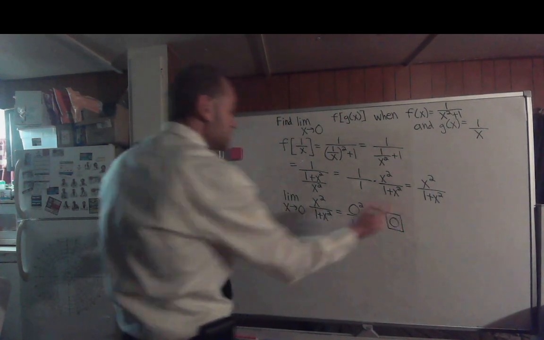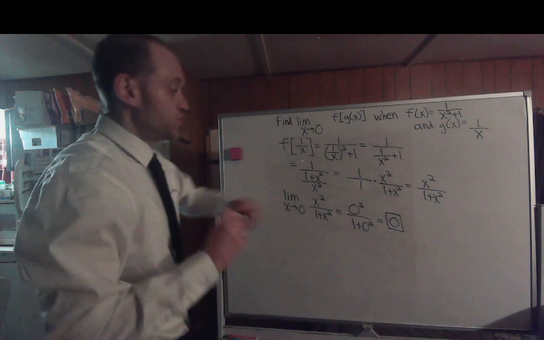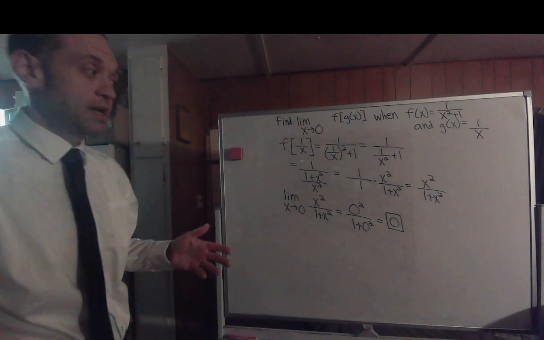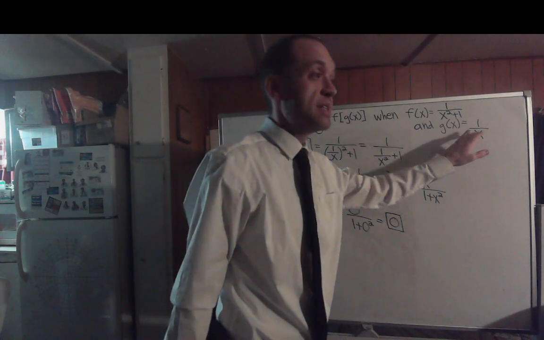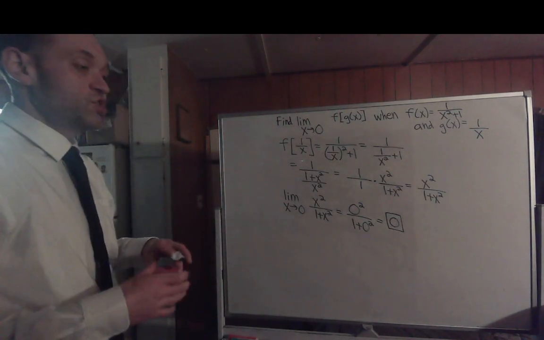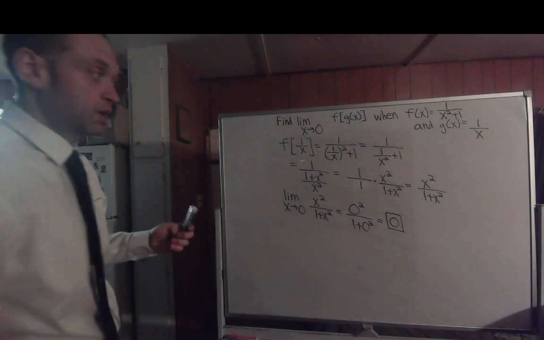So in this case, we have the limit of f of g of x being 0, but we were unable to use the shortcut method because the general limit did not exist for g of x. So that's something you have to check. Don't just blindly use that shortcut method.